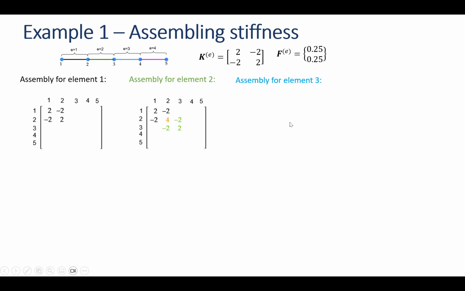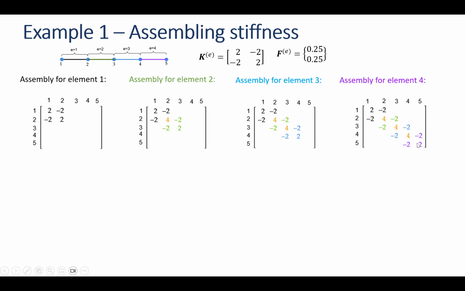Similarly, we assemble the element stiffness matrix for element 3 and then the element stiffness matrix for element 4. As you can see, along the diagonal, except for the first and last entry, we have a value of 4. That means we have added the contribution from both elements.